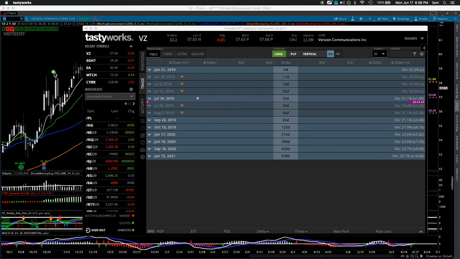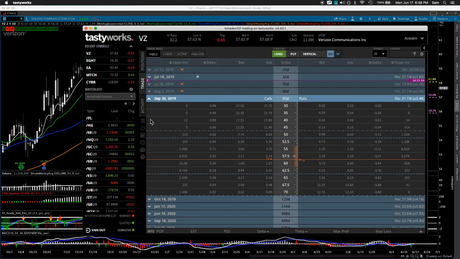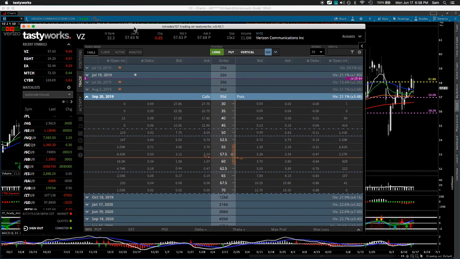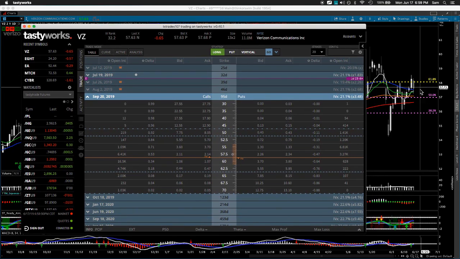So let's just work with the idea that we're trying to get a big bite out of that weekly squeeze. How much time should we give ourselves? Well, on this series, we go from monthly July to weekly August. The natural place to land here would be September. So I'd go out till September, and then from here, we start to choose what strikes.